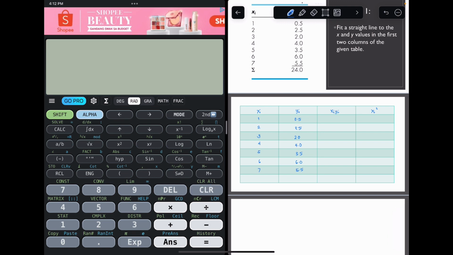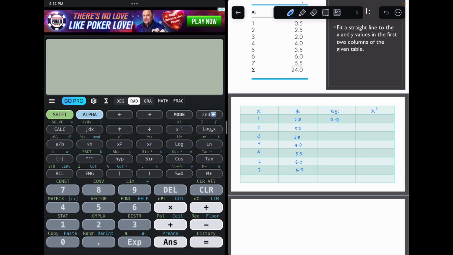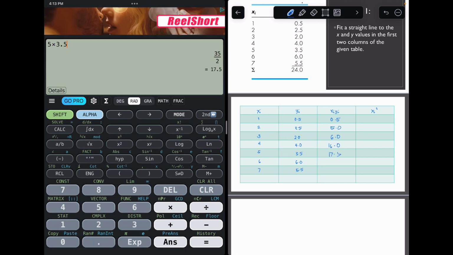So we have 1 times 0.5, we just multiply 1 and 0.5, so that will be 0.5. 2 times 2.5, that is 5. 3 times 2, that is 6. Then 4 times 4, that is 16. 5 times 3.5, that is 17.5. Then 6 times 6 is 36. 7 times 5.5, that will be 38.5.